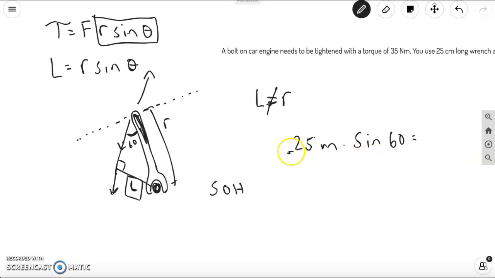Getting back to the equation, we have our radius, we have our sine theta, so we know that the lever arm is going to be 0.22 meters long. And then we can go back and find the force, because the torque equals the force times r sine theta. So if we want force by itself, we just divide both sides by r sine theta, and we're left with force equals torque divided by r sine theta.